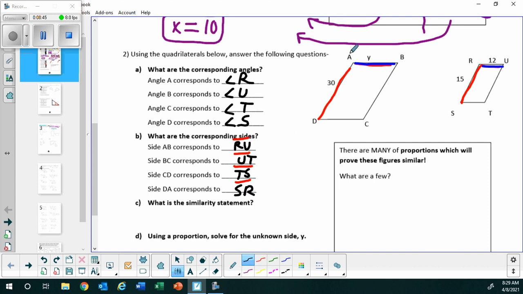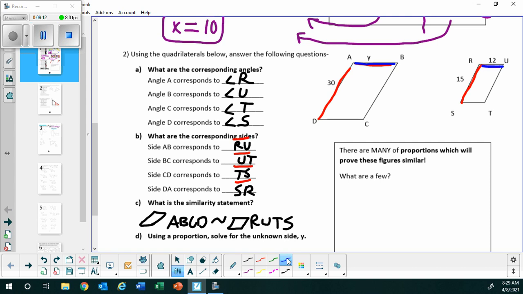All right, cool. So we've got quadrilateral ABCD, and this is a parallelogram, so I'm just going to sketch a parallelogram symbol. That's really bad, but that's okay. So parallelogram ABCD is similar to parallelogram RUTS. All right, sweet.